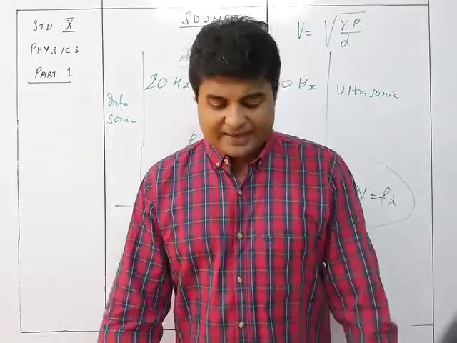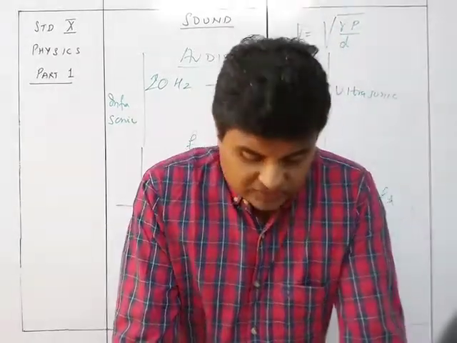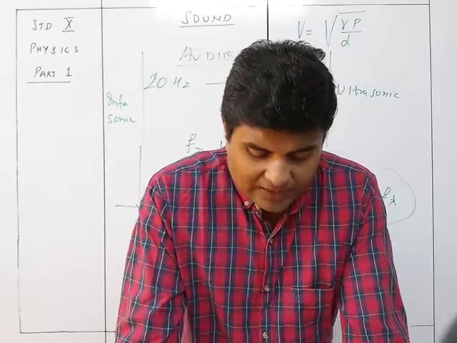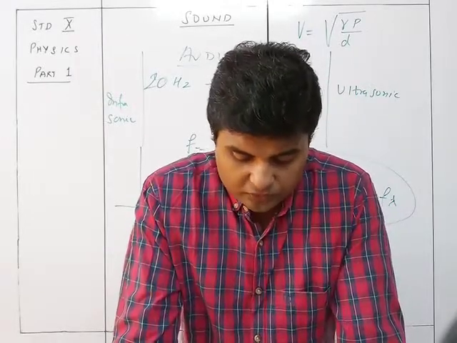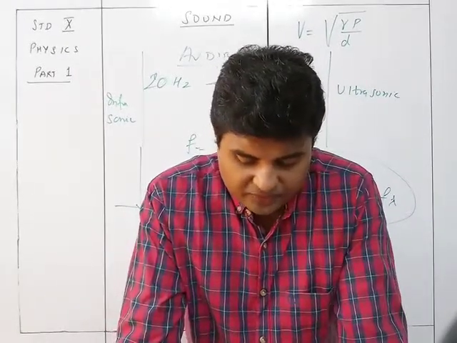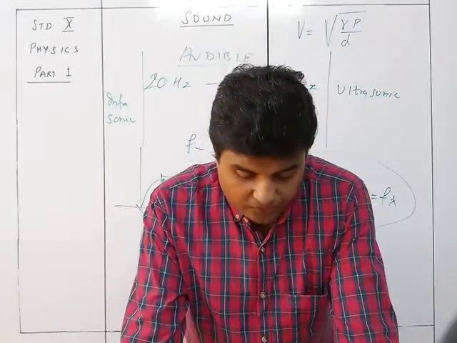Light waves, these are electromagnetic waves. Sound waves, these are mechanical waves. Light waves can travel in vacuum. Sound waves require a material medium for propagation. They cannot travel in vacuum.